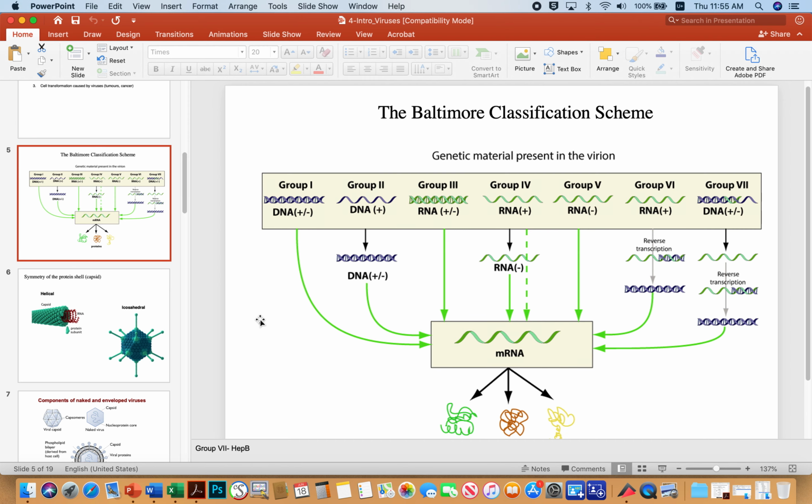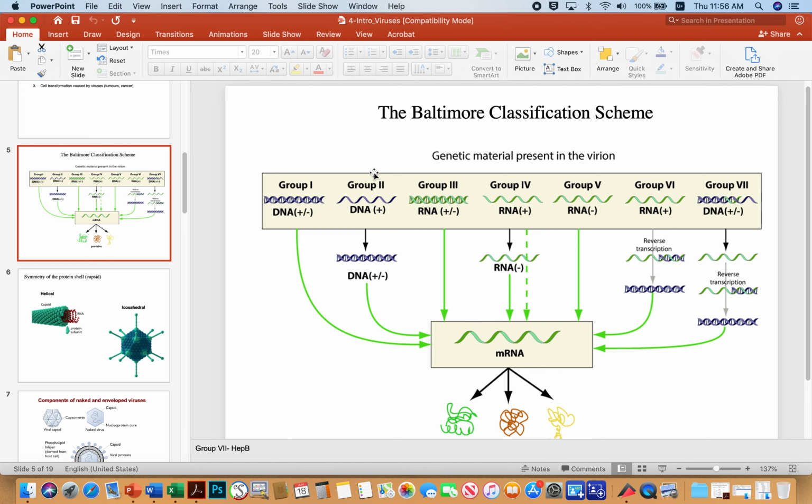So the Baltimore classification scheme is the modern approach for classifying viruses based on the genetic material that's present and the replication strategies. Group 1 viruses tend to have genomes and replication mechanisms that are more similar to us, the humans and animals. They have double-stranded DNA genomes, and this double-stranded DNA genome is transcribed into messenger RNA, and then the messenger RNA is translated into proteins. And so these viruses tend to use much of the machinery that we provide.